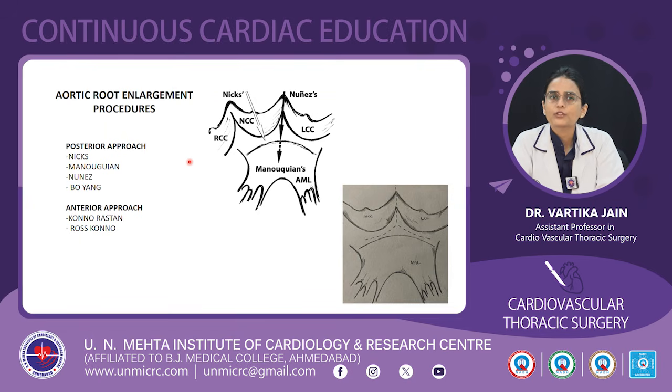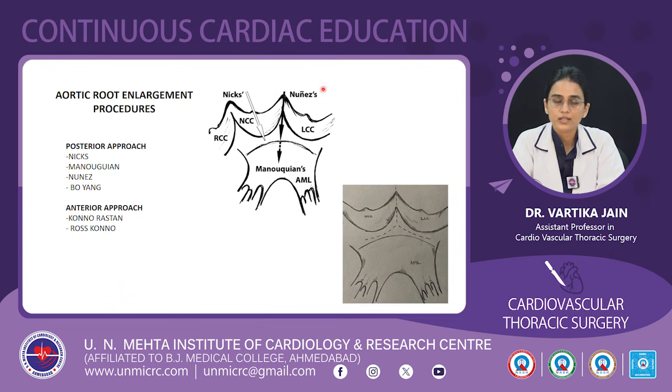So we have two kinds of aortic root enlargement procedures. Either we can go anteriorly or we can go posteriorly. In the anterior approach, we have Konno-Rastan and Ross-Konno. In the posterior approach, we have the Nicks procedure, Manouguian procedure, Nunez procedure, and Bo Yang procedure. Here we can see that in the Nicks procedure, we go through the non-coronary cusp. In the Nunez procedure, we go between the commissure of the NCC and LCC, but we do not go into the anterior mitral leaflet.